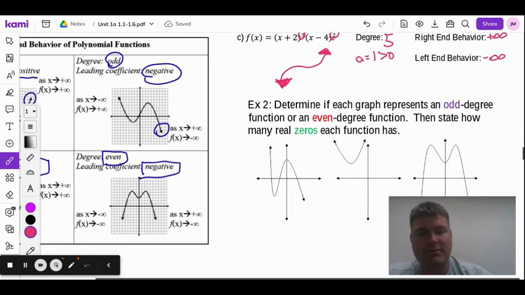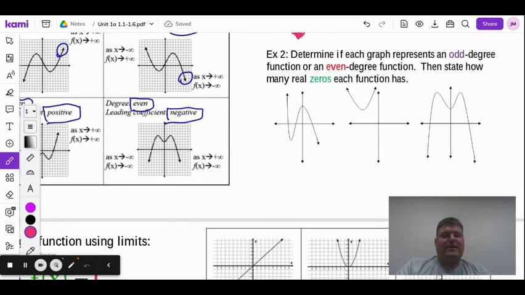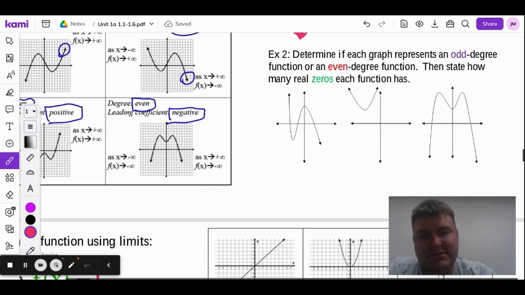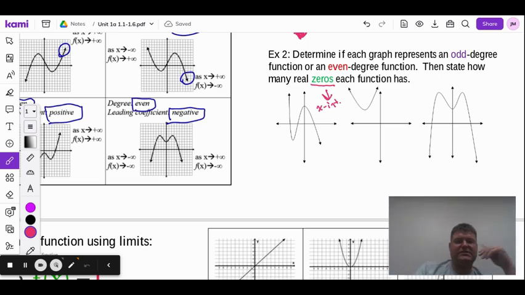You can't. It's a video. All right, so by looking at these, what are we going to do? Determine if each graph represents an odd degree function or an even degree function. And we're going to list how many real zeros there are. The zeros, just a reminder, are x-intercepts. That's when it crosses the x-axis.